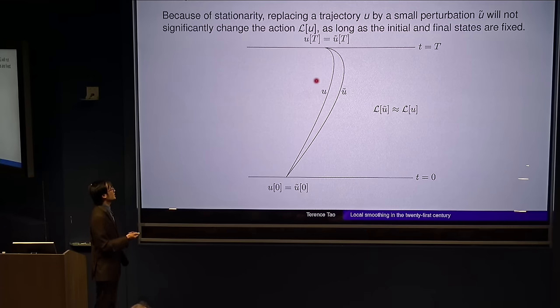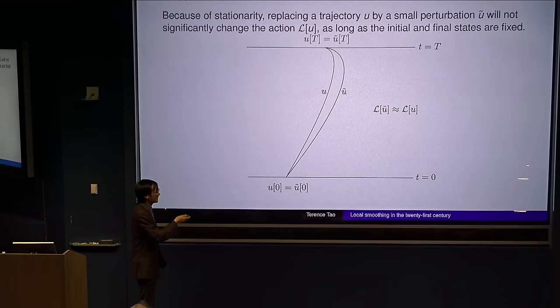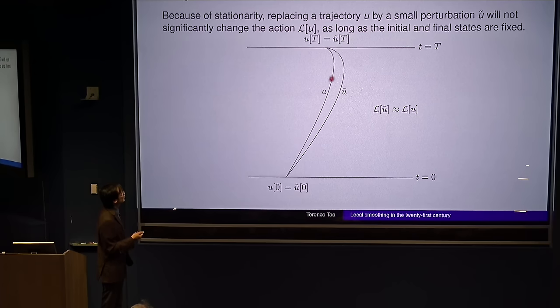The principle of least action is that your actual solution U is a stationary point of the Lagrangian, which means that any nearby perturbation has almost the same Lagrangian as your original Lagrangian to first order. To second order, there'll be a little bit of a correction, but as a first approximation, changing the trajectory of your solution doesn't actually change your path much. That's like if you go in a straight line from A to B, any slight perturbation of a straight line takes almost the same distance, because of the Pythagorean theorem.